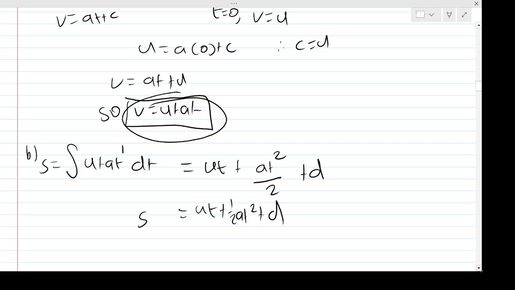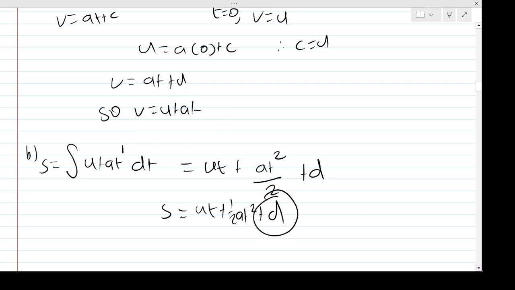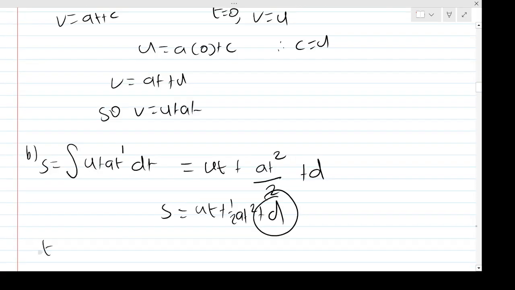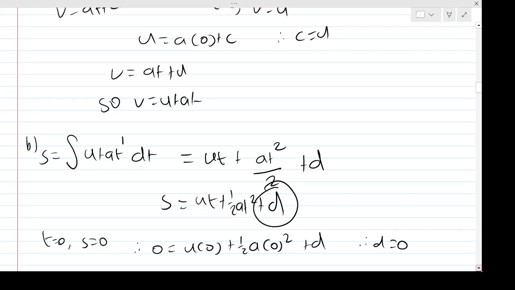So we're nearly there, but again, we've got this other constant we don't know, d here, right? The constant of integration. Well, again, we're told that the initial displacement is 0. So that means when t is 0, s is 0, right? So if we sub that in, that means 0 is going to be u lots of 0 plus a half of a lots of 0 squared plus d. Therefore, d is 0.